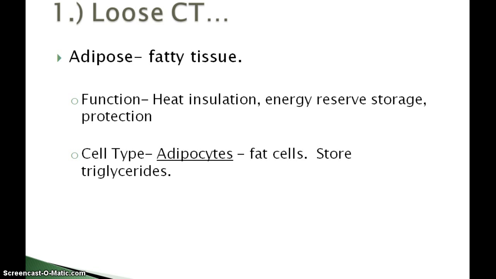And so the type of cell we find in here is called an adipocyte, which literally, adipo means fat, cyte means cell. So literally means fat cells. And their job is to store what we call triglycerides, which is a fancy word for saying that's a type of fat, it's a type of lipid.